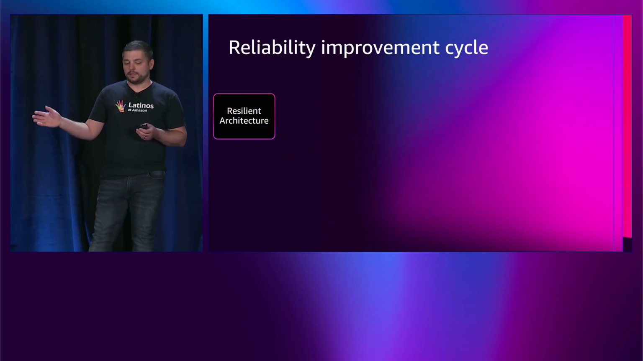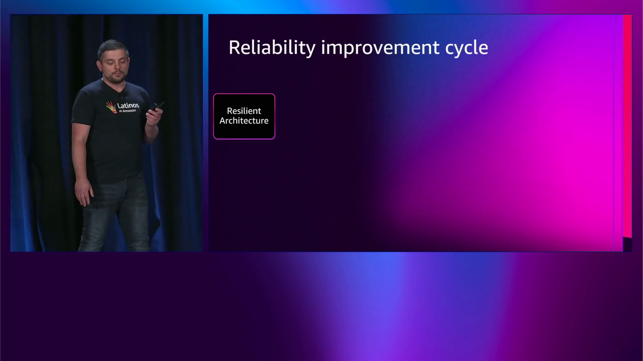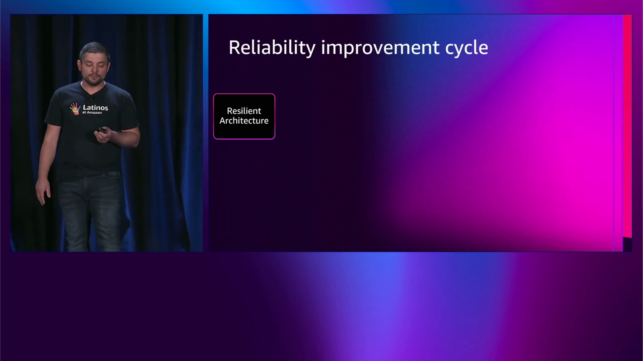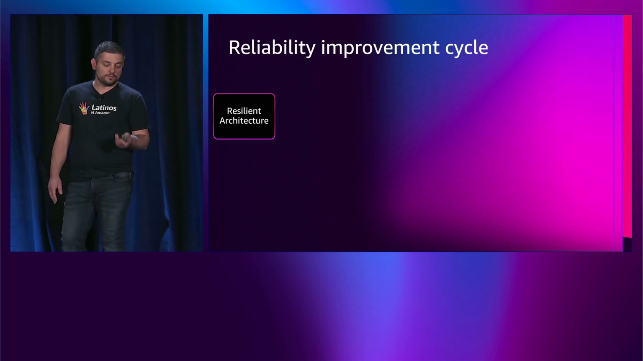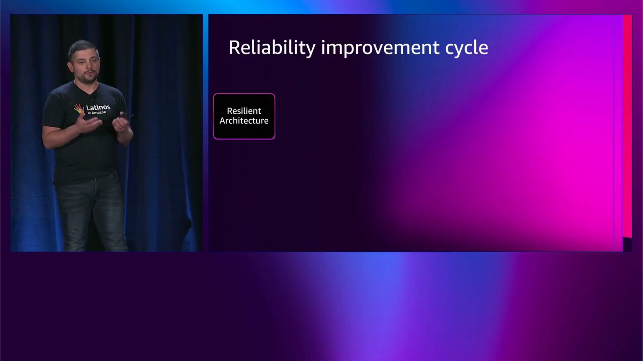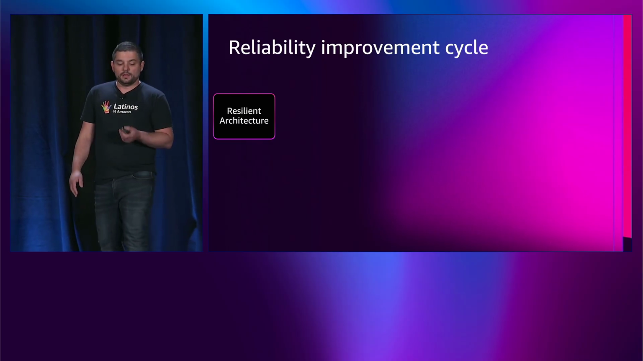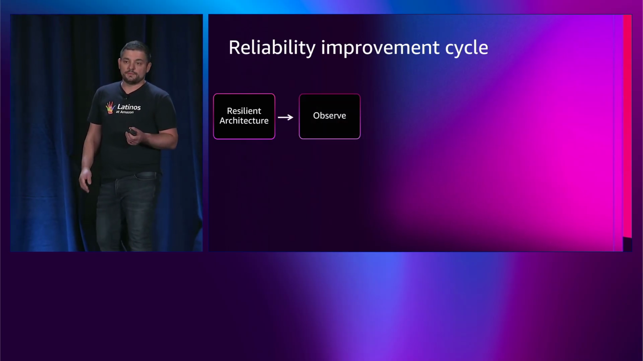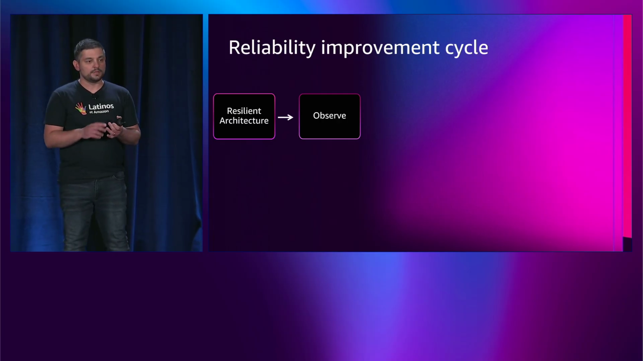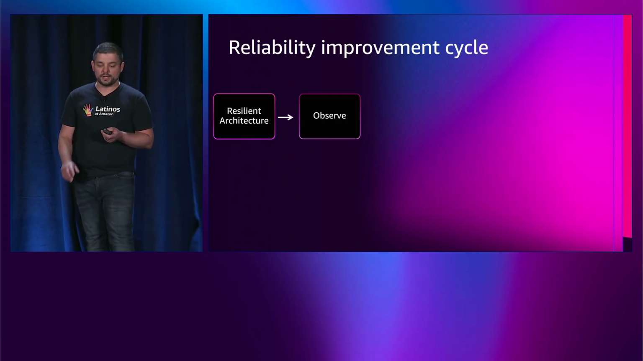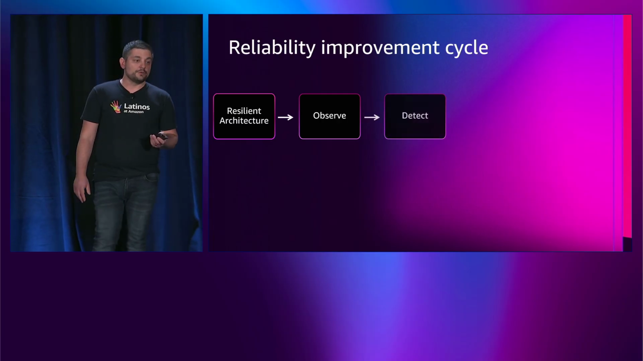Right, before handing that to Jay, I want to talk about the reliability improvement cycle. So first, resilient architecture from the ground up. We already discussed that. And then next is how to observe. So think about the metrics you can collect, what information you can get out of your platform. And then how you detect, right?